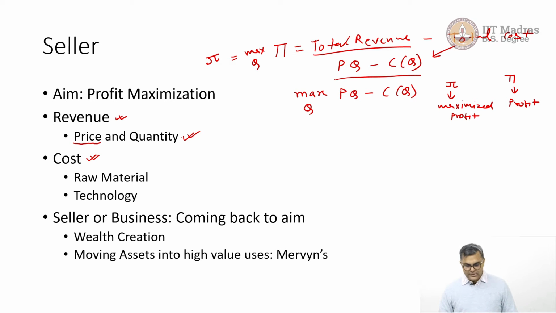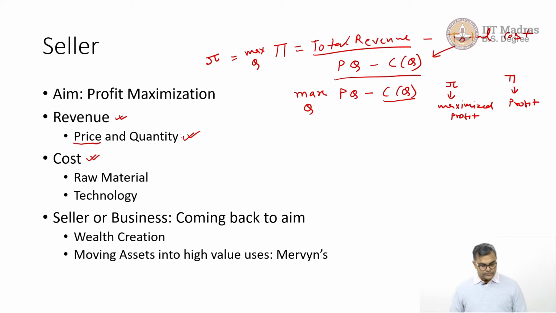What do we mean by cost? We already saw that cost here is indicated by a function of quantity. So, to produce something you need raw material, and raw material is costly, you need to buy it. If you have a firm, if you are just a distributor, it means you are buying some product from somewhere and selling it in the secondary market. In that case, your cost is going to be the amount that you pay to buy your supplies. So, raw material I am using in a broader sense. The next term is technology.